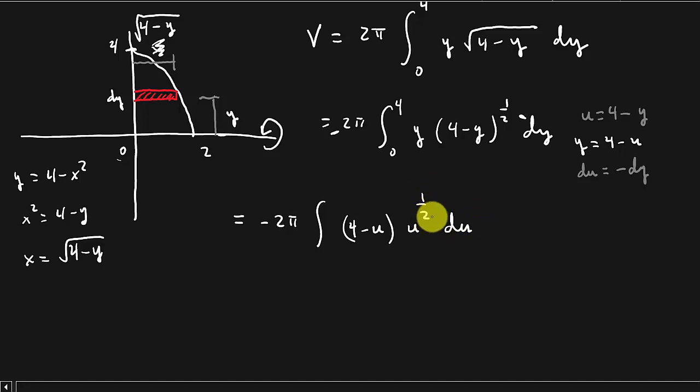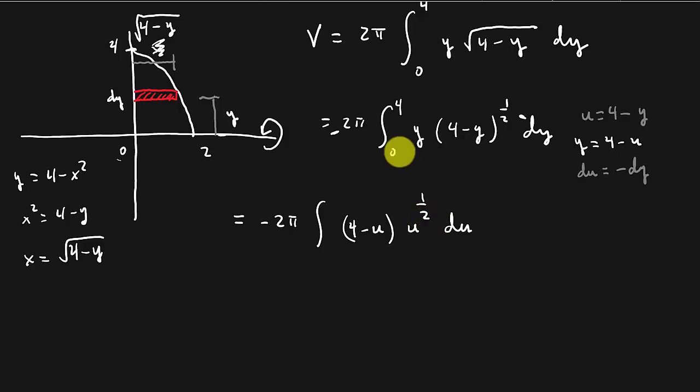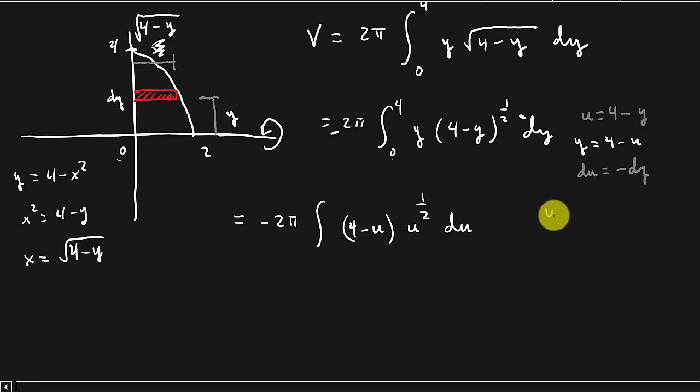And then I have to also change my limits. So to change my limits, well, what's u? Well, remember, you take the 0, plug it in here. U is 4 minus 0, which is 4. And then I'm going to take the 4 and plug it into here. 4 minus 4 is 0. So my limits change, 0 to 4.